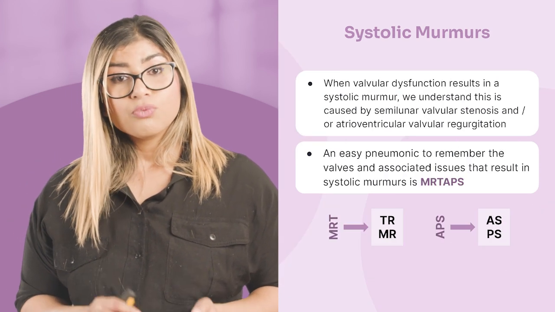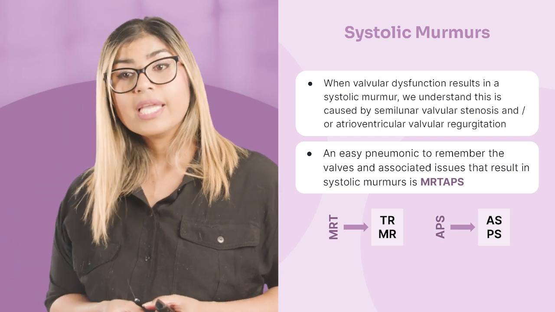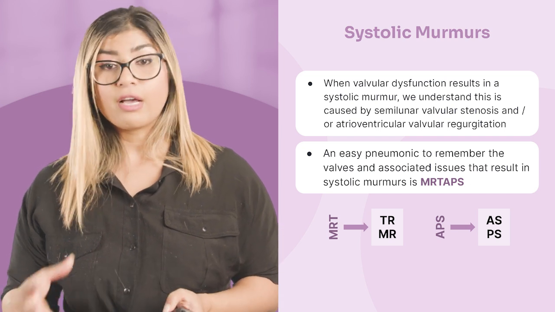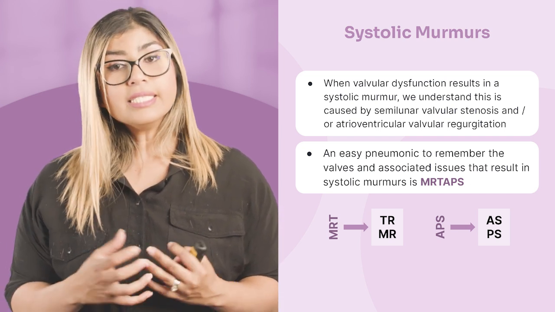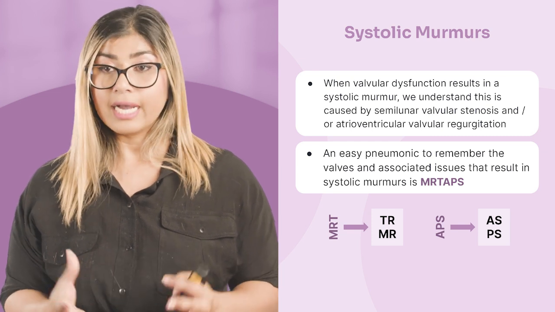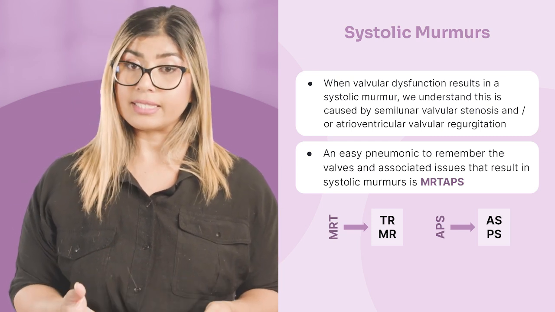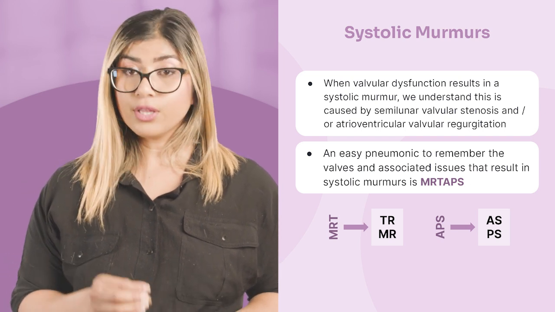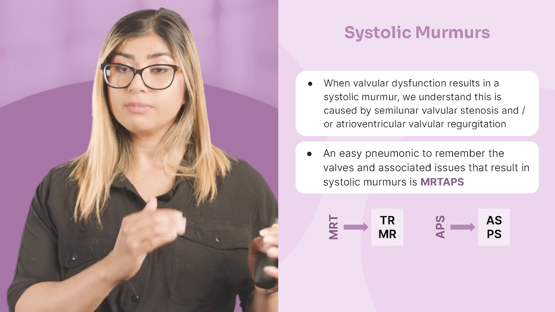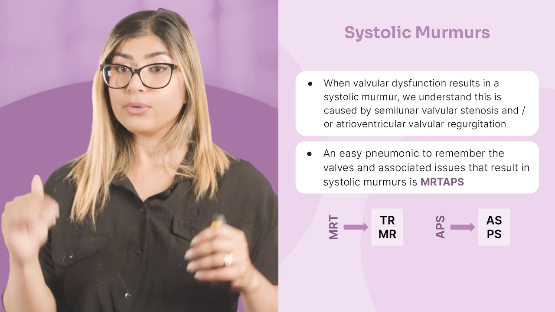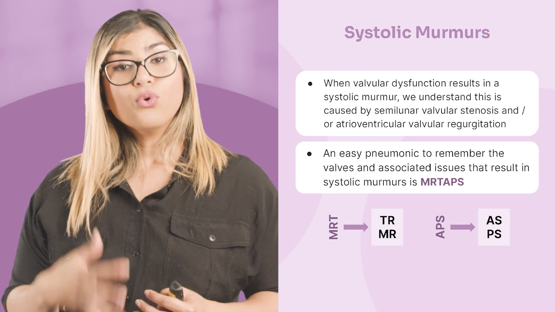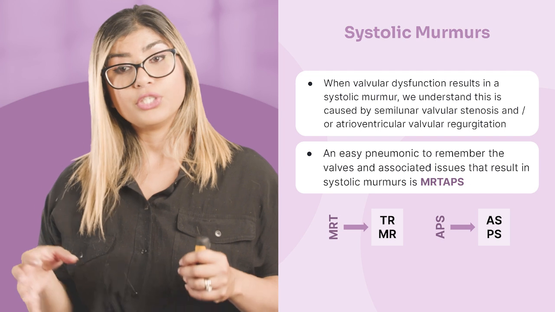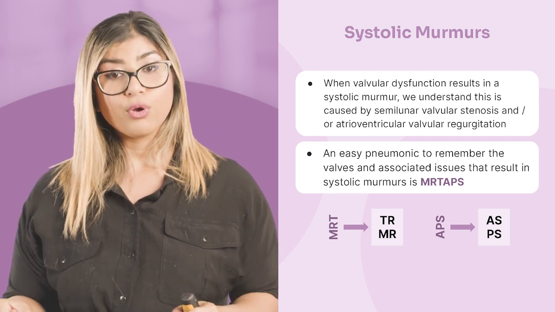When valvular dysfunction results in a systolic murmur, we understand this is caused by semilunar valvular stenosis and/or AV valvular regurgitation. An understanding of the anatomy and physiology of the cardiac cycle will help you understand why this is the case. During systole, the semilunar valves are opened and the AV valves are closed. So essentially, we know that the tricuspid valve and the mitral valve are shut and your aortic and pulmonic valves are opened. Normal flow occurs forward through these semilunar valves. Therefore, if these valves are stenosed, there will be more turbulent flow resulting in the murmur.